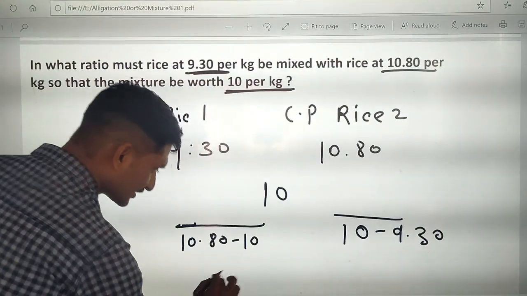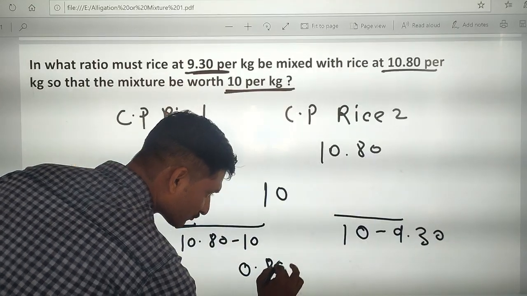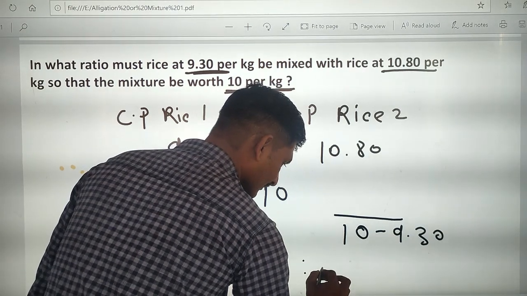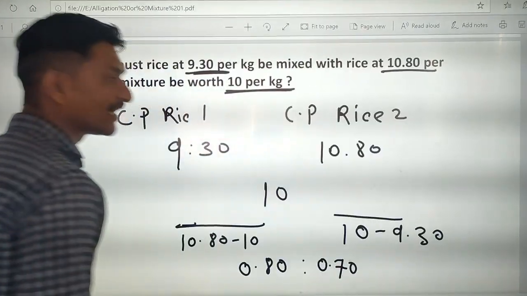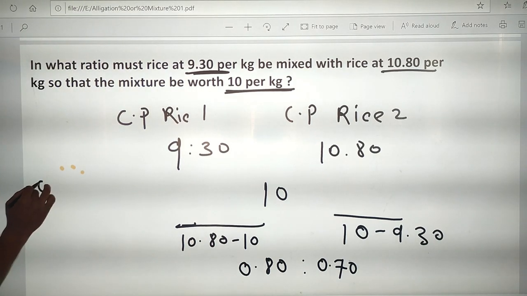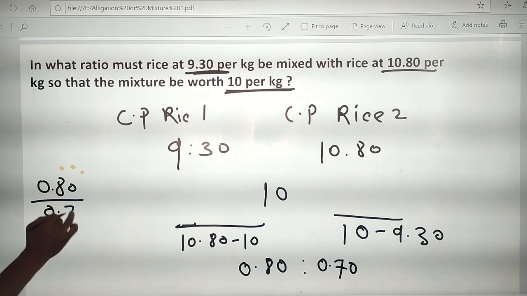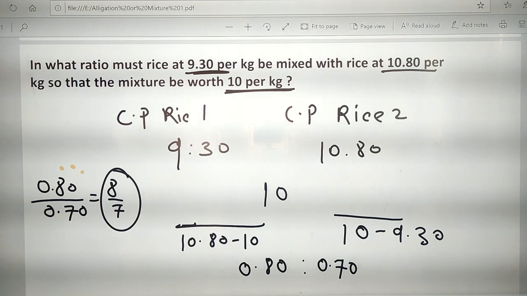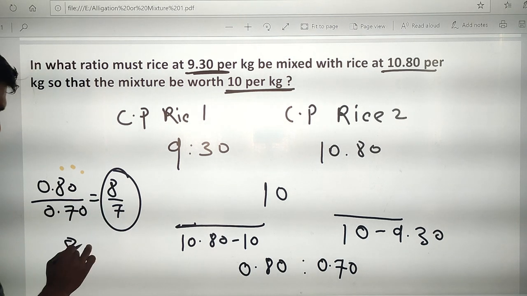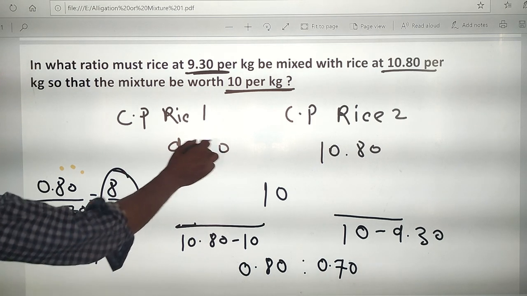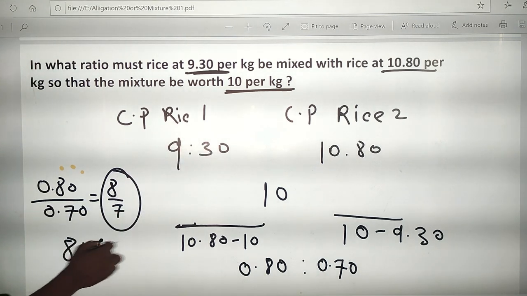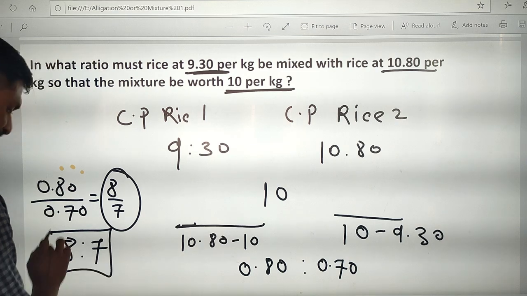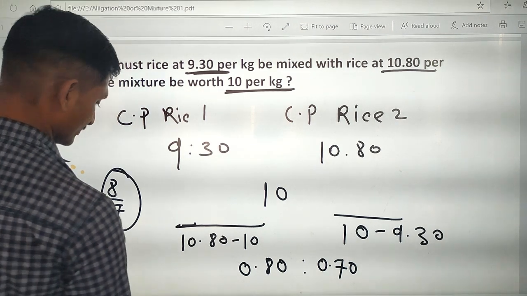Here the subtraction is 0.80. Here the subtraction is 10 minus 9.30, which is 0.70. Then their ratio is 0.80 to 0.70, which is 8:7. Then these two rice are mixed in the ratio 8:7. Of the 9.30 rice take 8 kg and of the 10.80 rice take 7 kg. Your ratio is 8:7. Next.